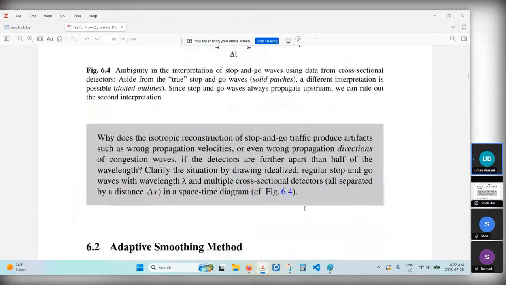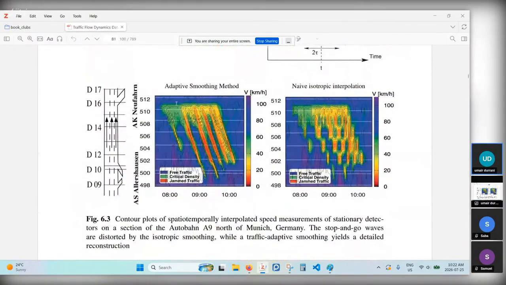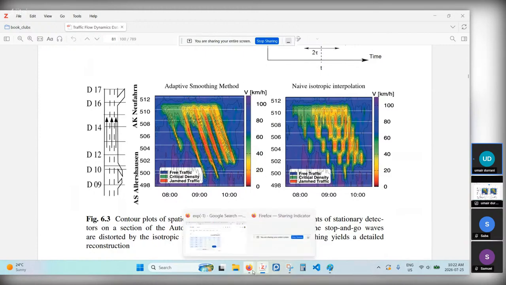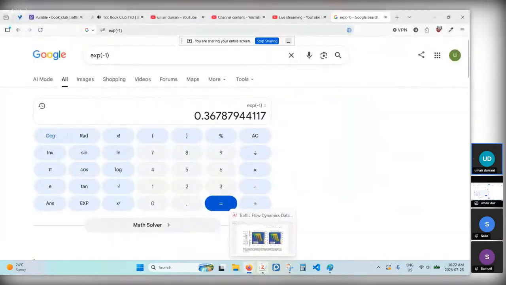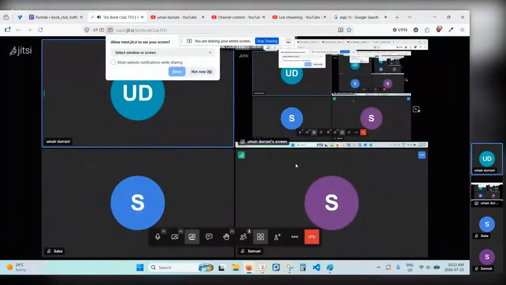And this is going to give us a better result as we see here, which is representative of the actual issue of the jam moving upstream, but in a diagonal fashion because it happens at different points in time in different detectors. So this is the result of the adaptive smoothing method, which will be our next discussion point in the upcoming chapters. So any questions?